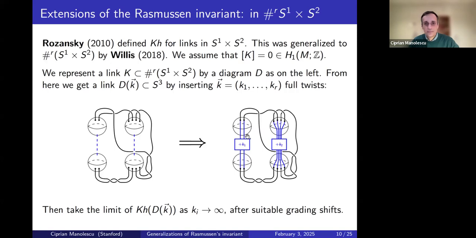Okay, so now what else? We can get a link in S3 from this by inserting full twists. So this box with K1 means K1 full twists. And you insert many full twists like this. You get some diagrams, D_k. K is how many full twists you insert. And then you take the limit as you insert more and more full twists. So of course, this is infinite dimensional, but you do some grading shifts, and then it turns out that after you shift the grading, it stabilizes in each grading.